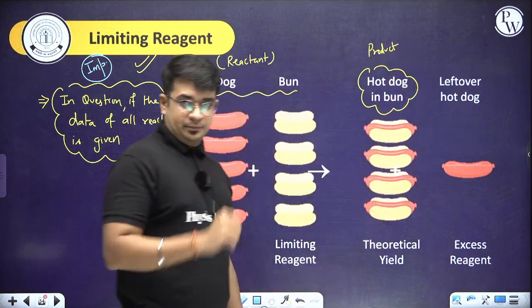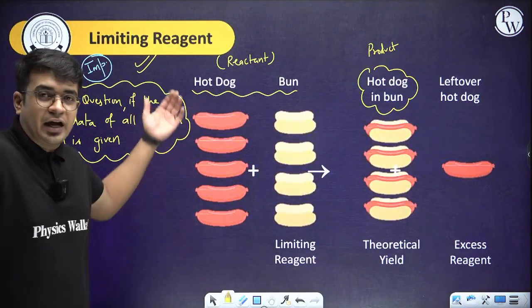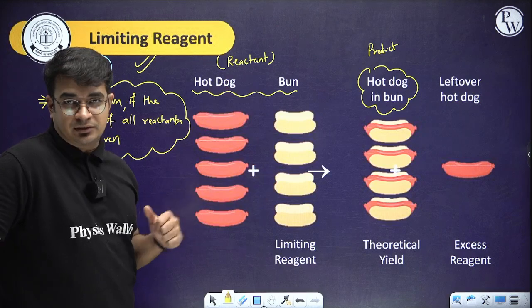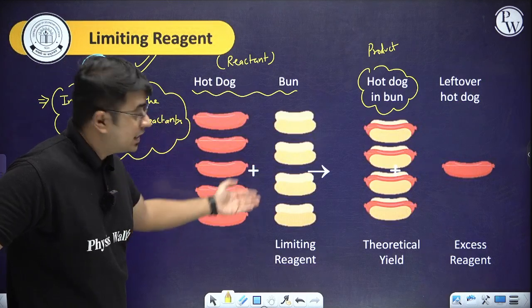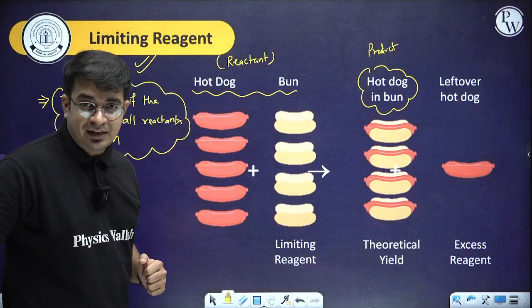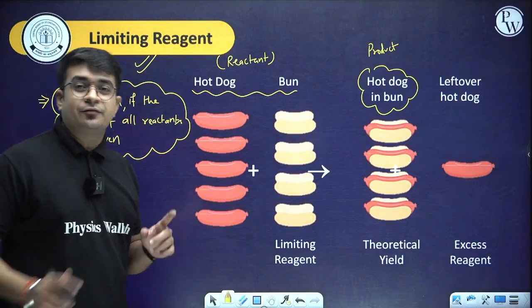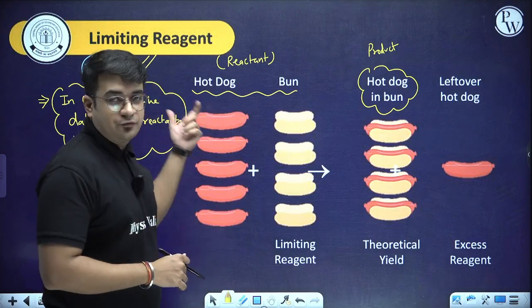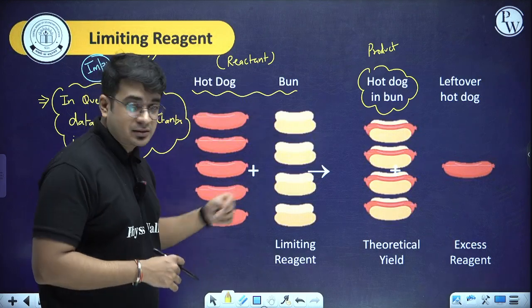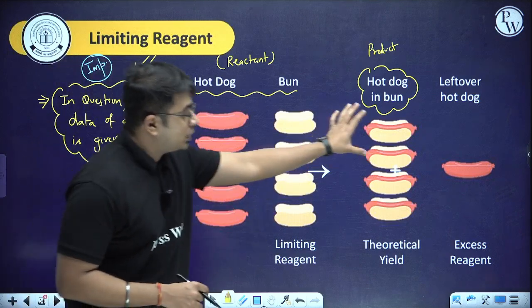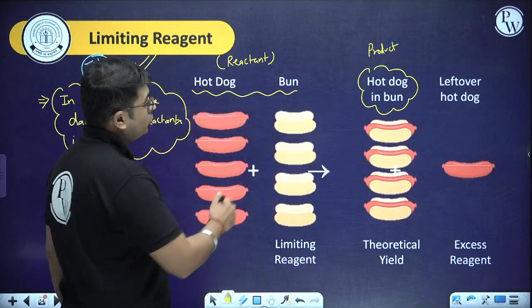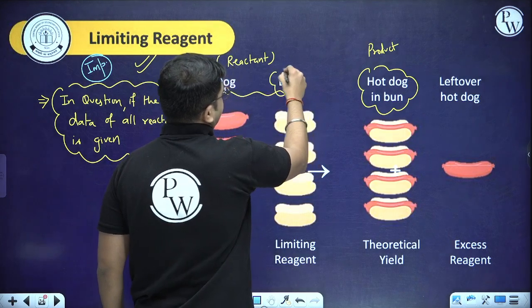Now the quantity. Let's say I have started with 5 hot dogs and 4 buns. So you can see the data of both the reactants is given: 5 hot dogs and 4 buns. In this case, one bun can only form one sandwich. So we have 4 buns, so definitely 4 sandwiches are going to be formed. It means the product formation depends upon the reactant which is lesser in amount.